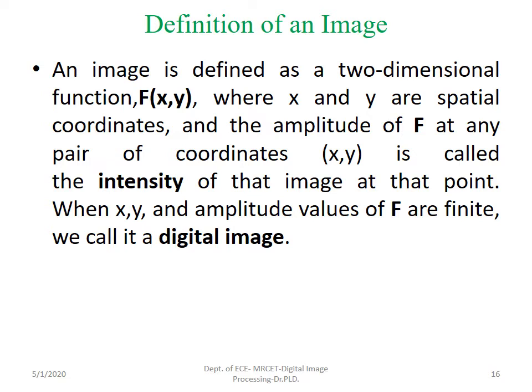So, after defining the importance of image processing, the importance of processing over analog images, and the advantages of digital images, let us see once again the definition, then we'll go in depth into the fundamentals of digital image processing. An image is defined as a two-dimensional function f(x,y), where x and y are spatial coordinates and the amplitude of f at any pair of coordinates (x,y) is called the intensity of that image at that point. When x, y and amplitude values of f are finite, we'll call that image a digital image.